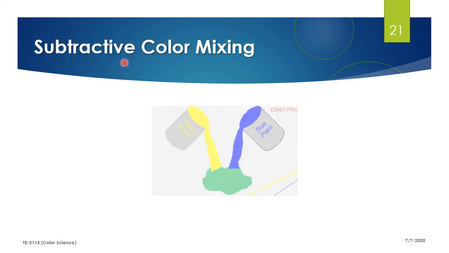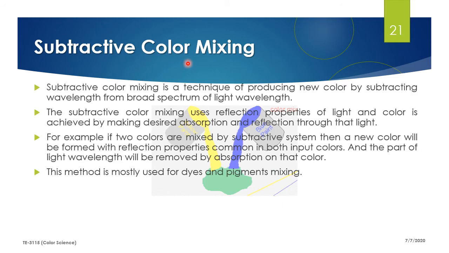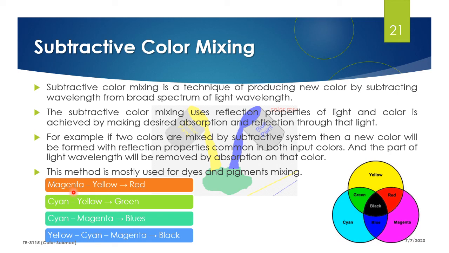The second type is subtractive color mixing. In subtractive color mixing, the new color is produced by subtracting wavelengths of light from a broad spectrum of light wavelengths. In this technique, the reflection properties of light are used: two colors are mixed, and after mixing, the color reflects a wavelength which is common to both colors. This method is generally used for dyes and pigments. For example, if we do subtractive color mixing of magenta and yellow, red color is achieved. Similarly, there are other mixing patterns that can be seen from the figure as well as from the SmartArt.